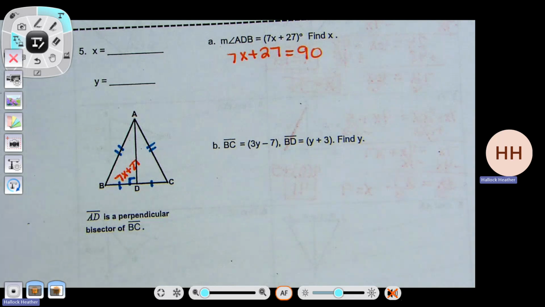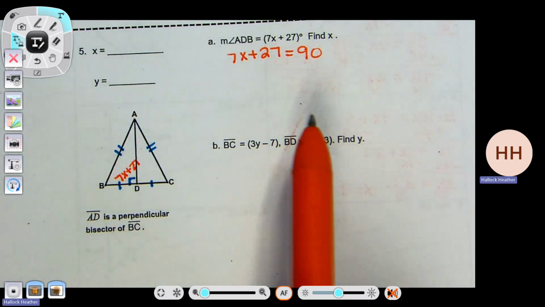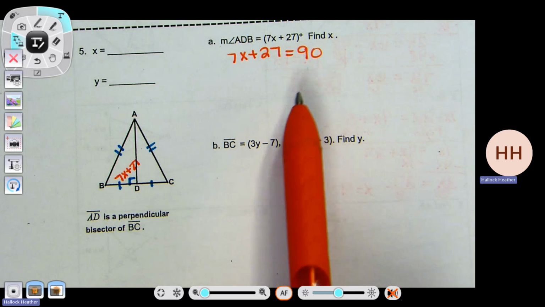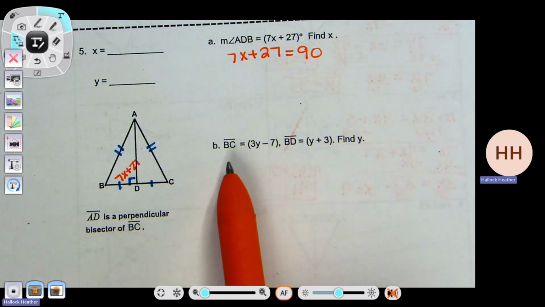Take a second because most of you are probably solving that right now in your calculator, and then we'll do B together. This one you don't have to plug back in because it just says find x. You don't have to plug it back in to find the angle total because then it would just be 90. What do you end up getting for this? 9. Good.